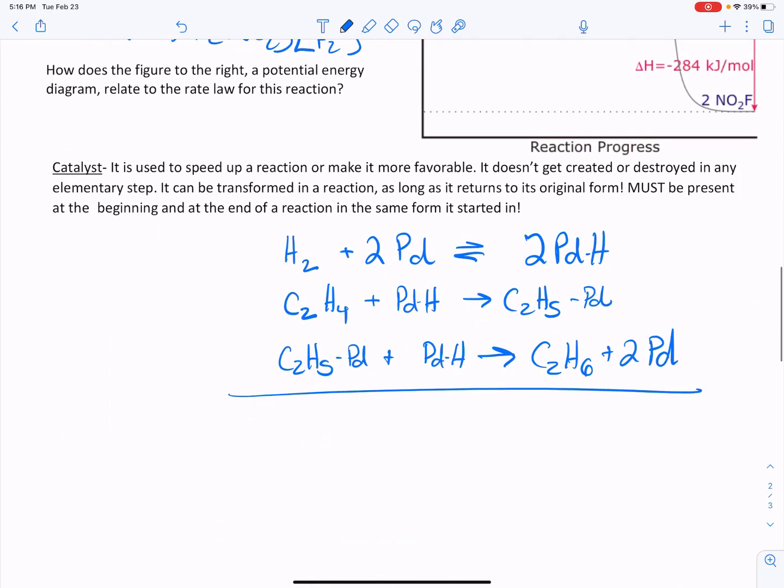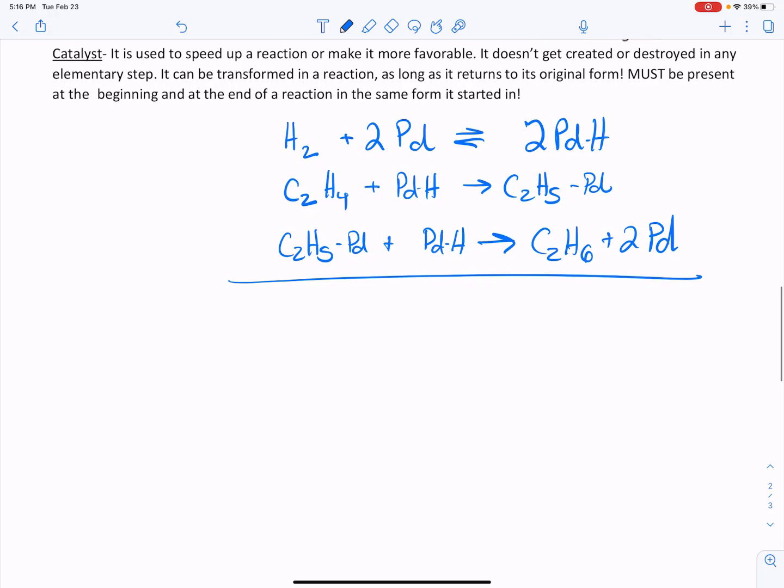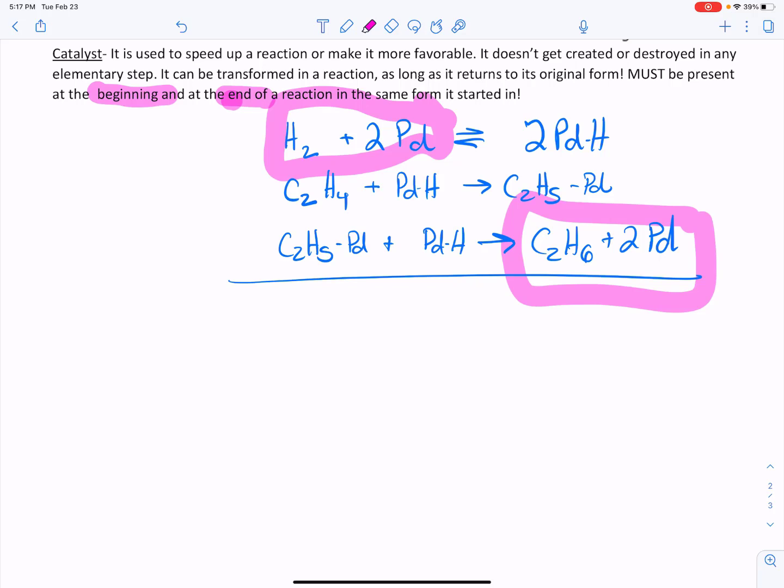All right, let's do an example with catalyst. A catalyst is anything that speeds up a reaction in order to make it more favorable. The important part here is it can't be created or destroyed in the elementary steps, meaning it should be present at the beginning of the reaction, and then it must return to its original form. It has to be present at both the beginning and at the end of a reaction. So you're looking for something that's in the beginning, and you want it to end up in the end as well. And so for this reaction, what is it?